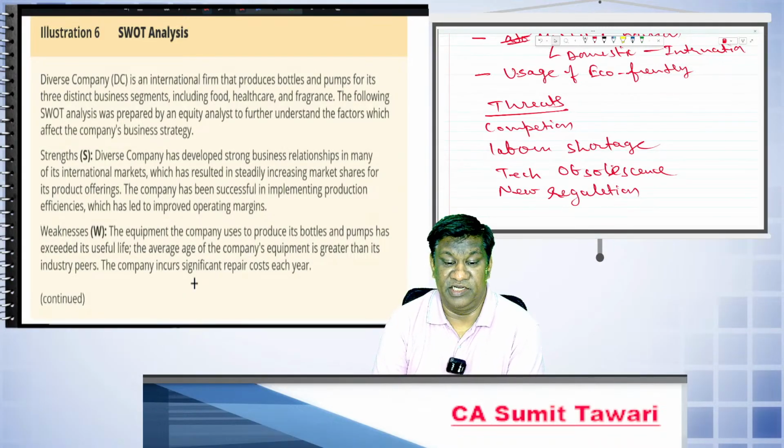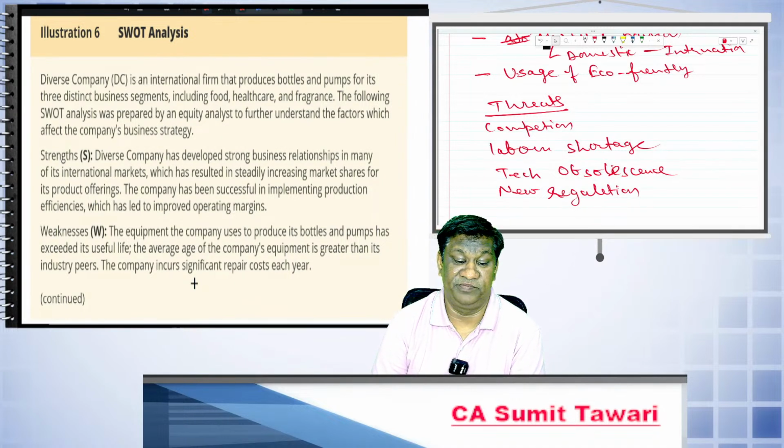Diverse Company is an international firm that produces bottles and pumps for its three distinct business segments, including food, healthcare, and fragrance. The following SWOT analysis was prepared by an equity analyst to further understand the factors which affect the company's business strategy. The strength: Diverse Company has developed a strong business relationship in many of its international markets. They already have an established market, which has resulted in steadily increasing market share for its product offering. The company has been successful in implementing production efficiencies, which has led to improved operating margins.